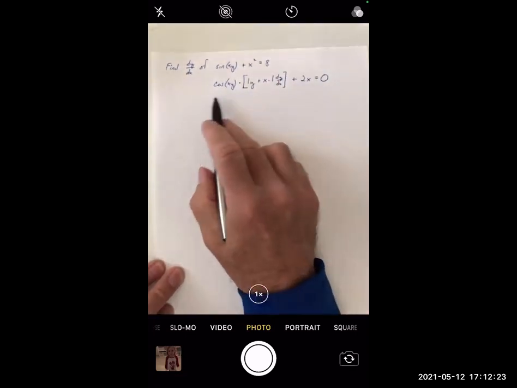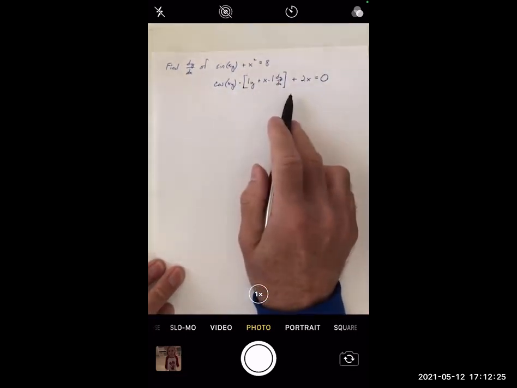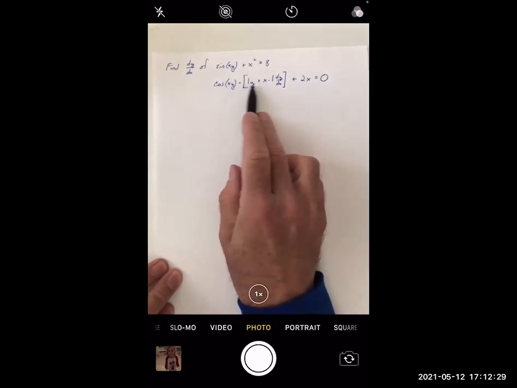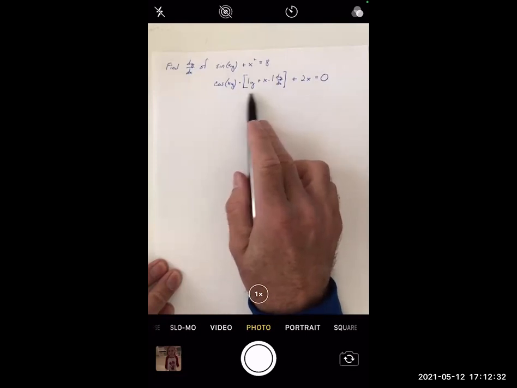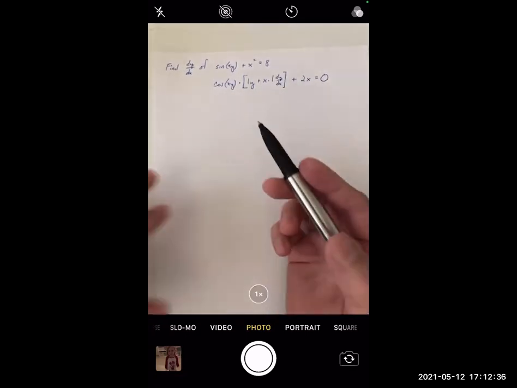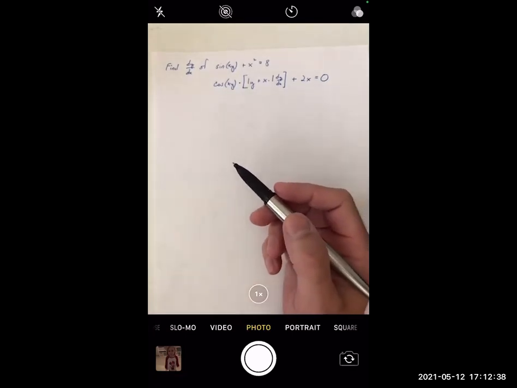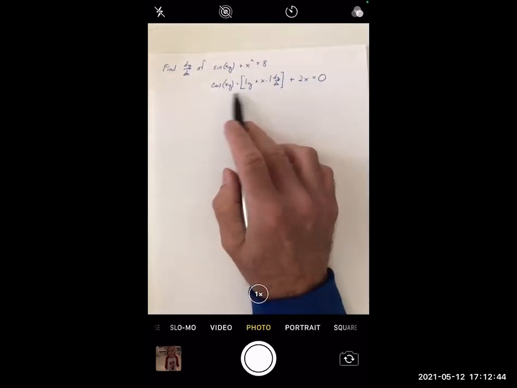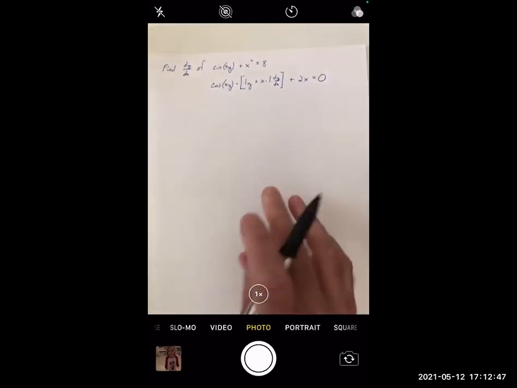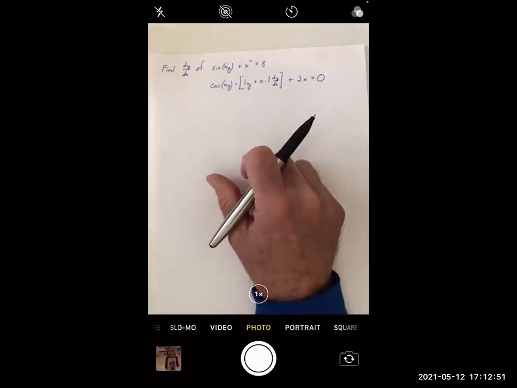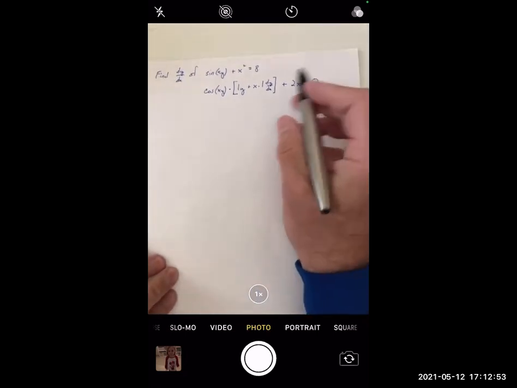Okay, so there are a couple of ways you could go with this one. One way would be to distribute the cosine in there and go from there. The other way is you can move the 2x over and divide by the cosine. They're all equivalent to each other, so it doesn't really matter how you go. So what do you guys want to do? What sounds easier to you? Subtract the 2x, divide by cosine. Okay.